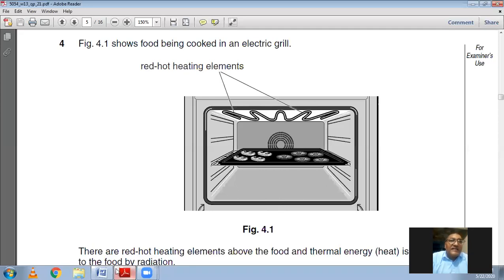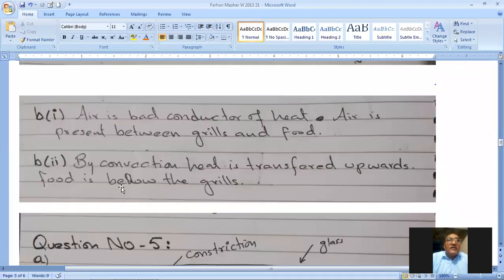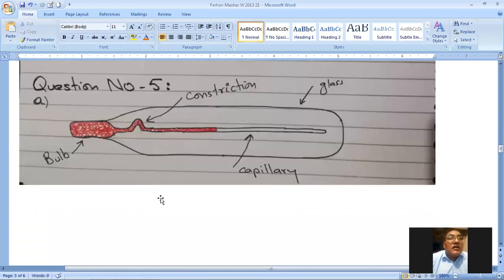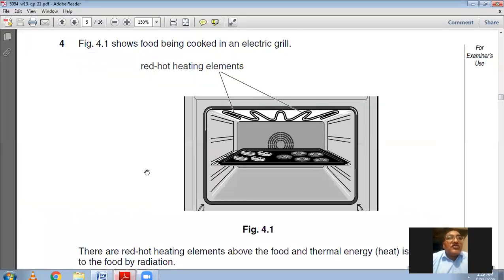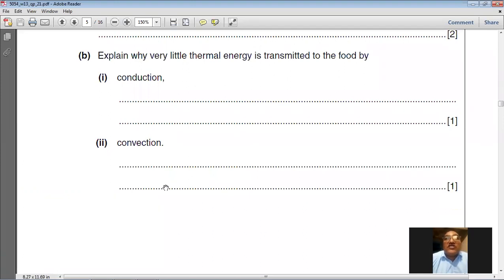I've written this answer. Let me show you. For the first part, air is a bad conductor of heat, and air is present between grills and food, or heating elements and food. In the second part, he says, by convection, heat is transferred upwards. Food is below the heating elements or the grill. So that's why the chances that heat will come down due to the convection is very minimum. Okay, the next question on your screen is, I hope that this question is clear to you.